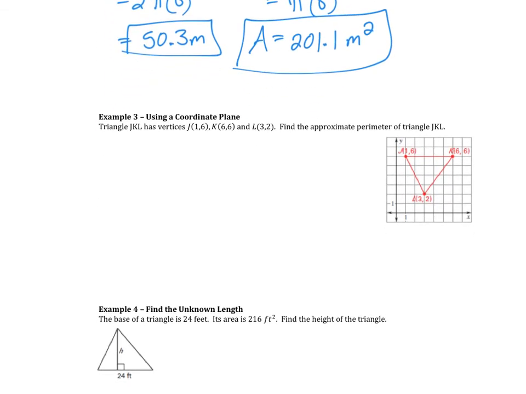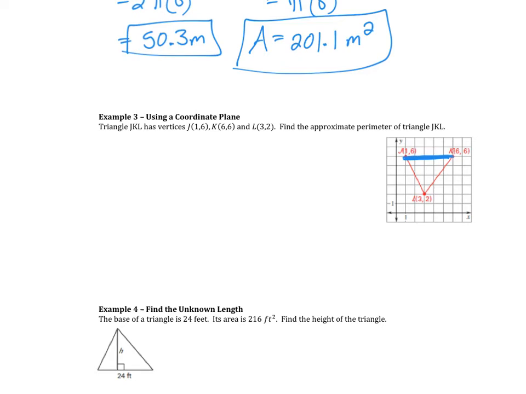Okay, and then example 3 uses a triangle. They tell us that there's vertices of the triangle given at the right. It's already graphed for us. We want to find the approximate perimeter of the triangle. So this can be a little tricky. The first thing we're going to do is count the one we can count. To find the perimeter, we have to find all the sides. How big is this side of the triangle? Well, we can just count our way over.